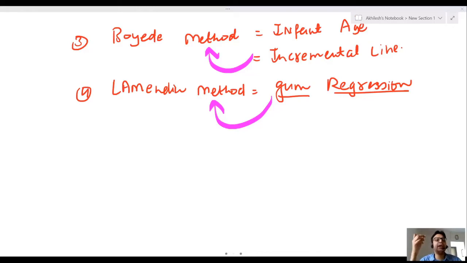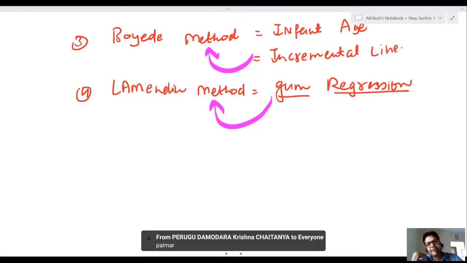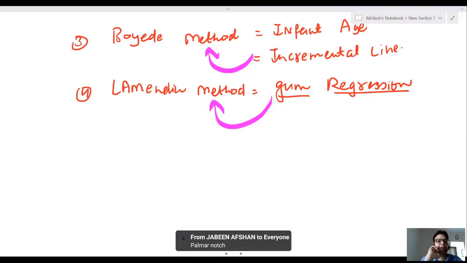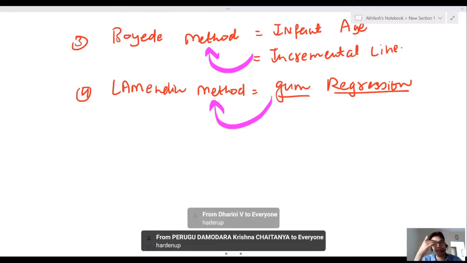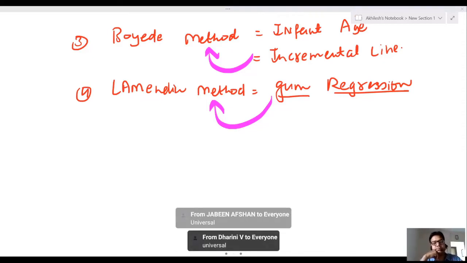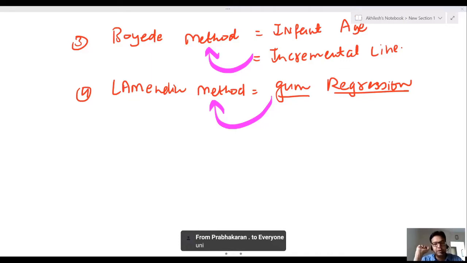Sir, four quadrants having 1 to 8, 1 to 8. What is the name of the method of dental formula? Palmer notation. If upper teeth plus and lower teeth minus are written, what is the name of the formula? Hadrup. Only two parts, 1 to 16 and 17 to 32 teeth are given. What is the formula? Universal. Which is the first temporary tooth to erupt?